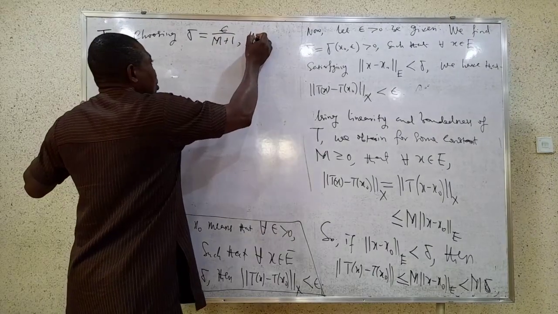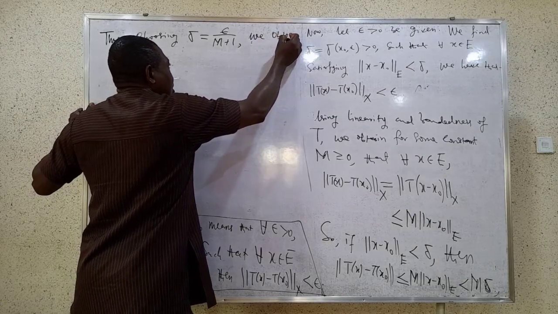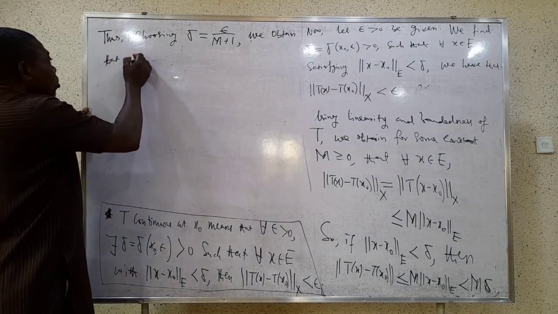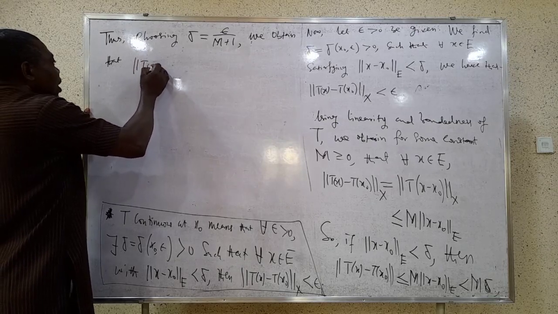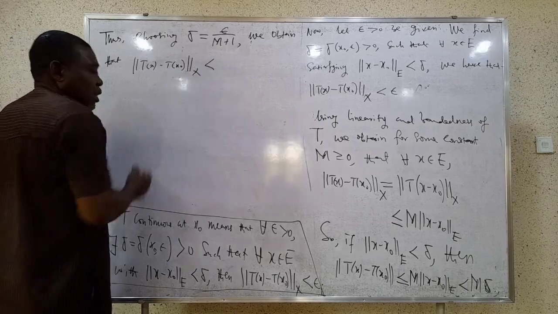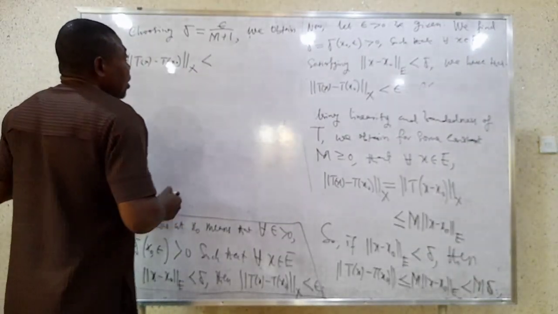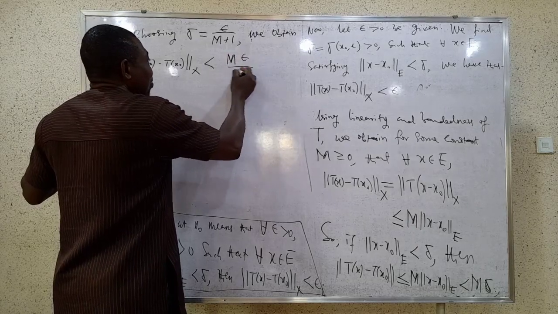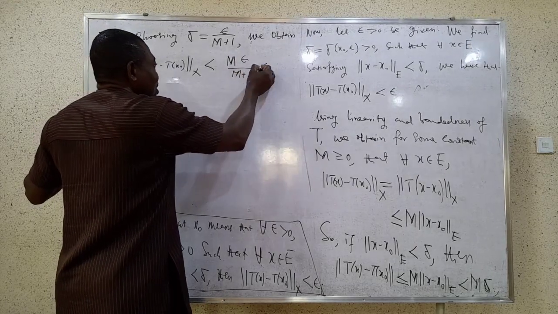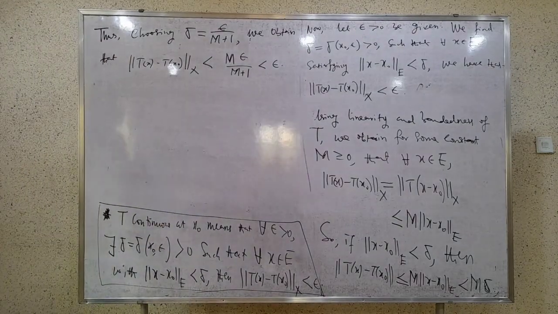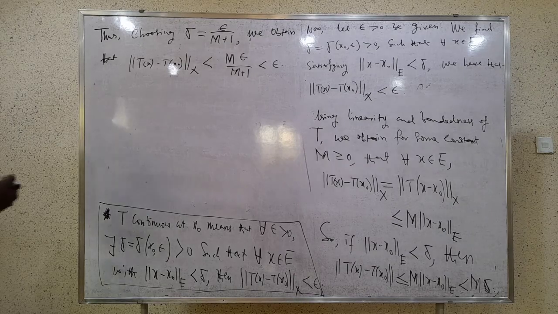we obtain that norm of T of x minus T of x naught in X is less than m epsilon over m plus 1, which is still less than epsilon, because m over m plus 1 is less than 1. So what is our conclusion?